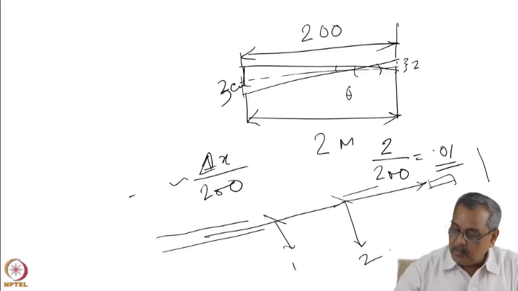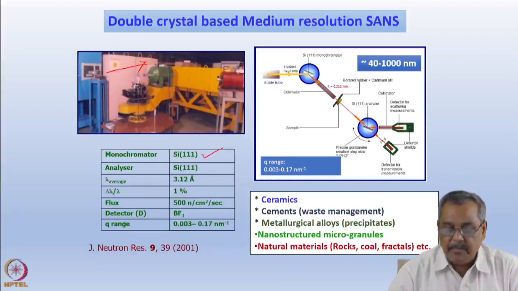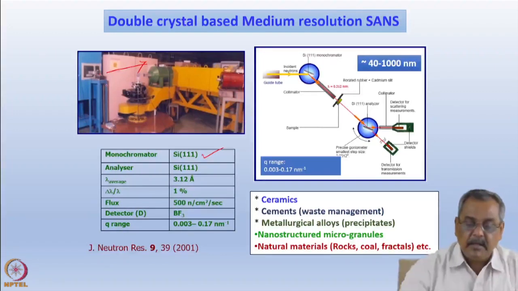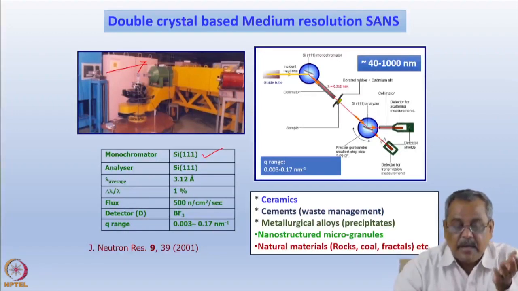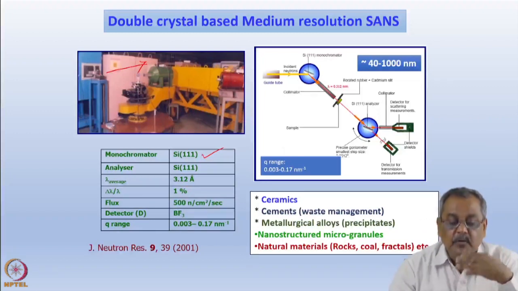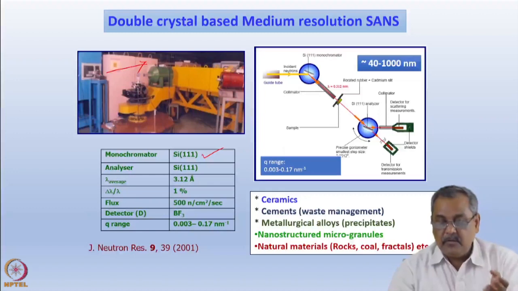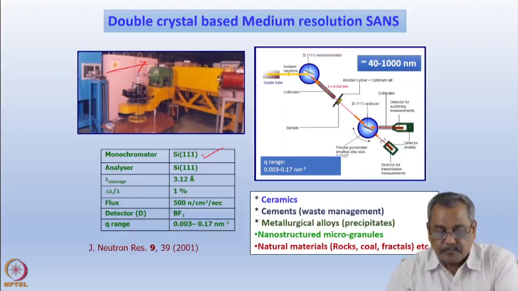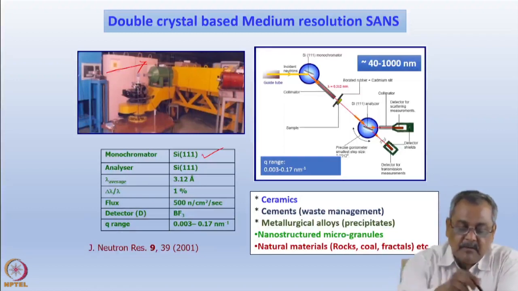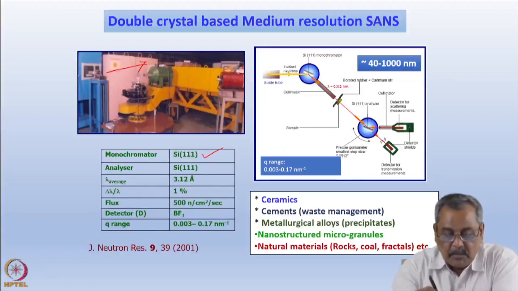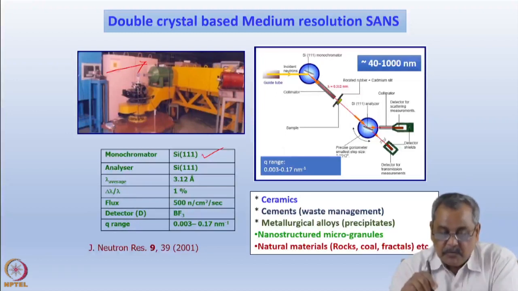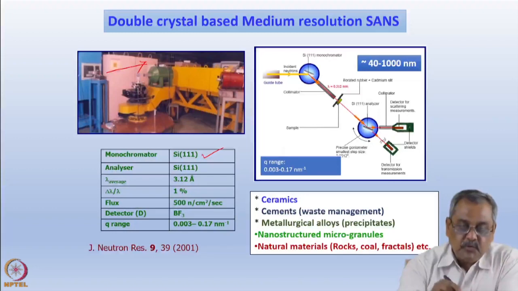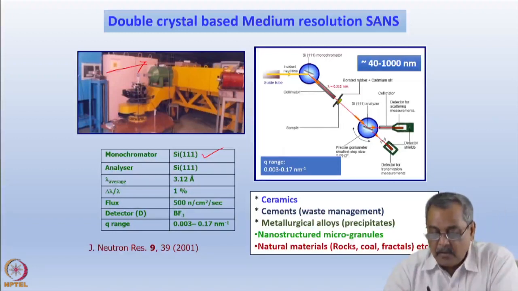So there are 1, 2, 3 instruments on the same guide. Here I am talking about the first outlet in this neutron guide, and that's the advantage of neutron guides, that on a single guide you can put a number of instruments. Here we have put 3, and this is one of them. In this instrument we have silicon 111 as the first monochromator, and also silicon 111 as the analyzer, which rocks in the theta to 2 theta mode, to obtain the broadening caused by the sample.